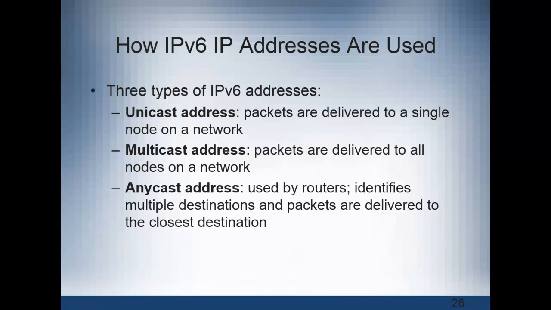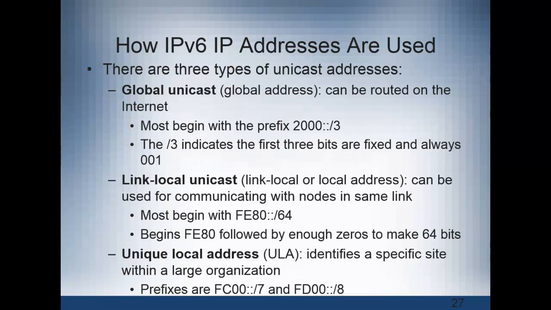Then we have 3 different types of unicast addresses, which are global, link local, and unique local addresses. And here's the information about those 3 types of unicast addresses.